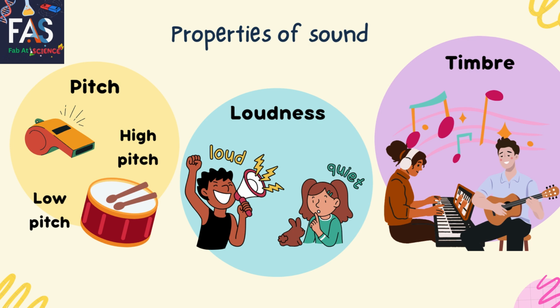Third property is timbre. This is the unique quality of a sound that helps us distinguish between different sounds, even if they are the same pitch and volume. Think of a piano and a guitar, both playing the same note. They sound different, right? That's timbre.